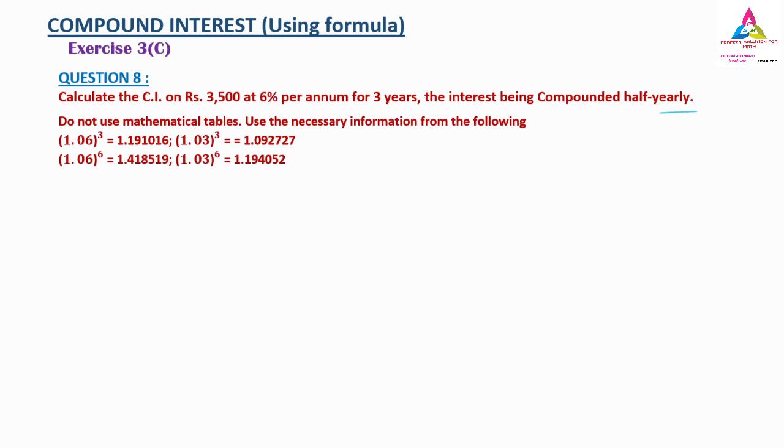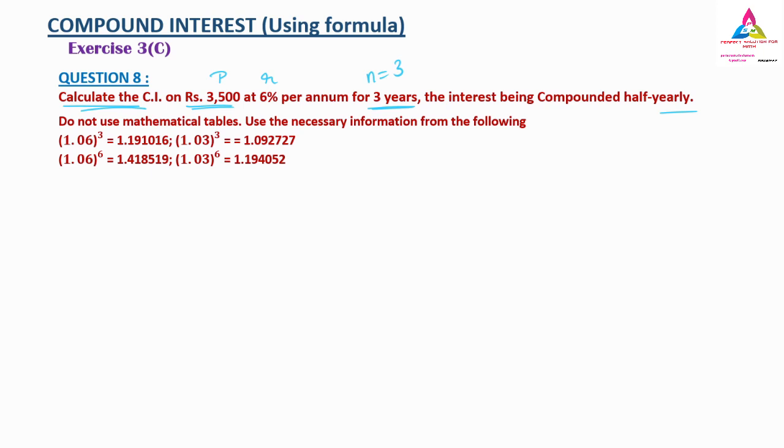In this question, they have given the principal amount as 3,500, because they have told you to find the compound interest. You are not finding the amount here; you are finding the compound interest. That is most important. Rupees 3,500 is the principal amount. Then 6% per annum is the rate of interest, which we can take as small r. And the n value is given as 3 years.